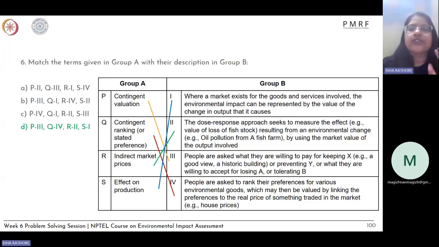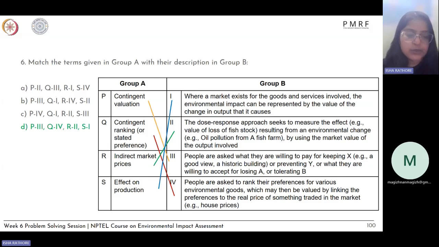That is contingent valuation. So P matches with 3, then Q, contingent ranking or stated preference, matches with 4, that is people are asked to rank their preference for various environmental goods, which may then be valued by linking the preference to the real price of something traded in the market, for example the house prices. So Q matches with 4. Then R, indirect market prices, matches with 2. That is the dose response approach seeks to measure the effect. Example, the value of loss of fish stock resulting from an environmental change, for example, oil pollution from a fish farm, by using the market value of the output involved.